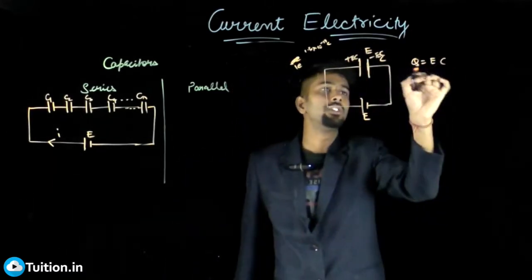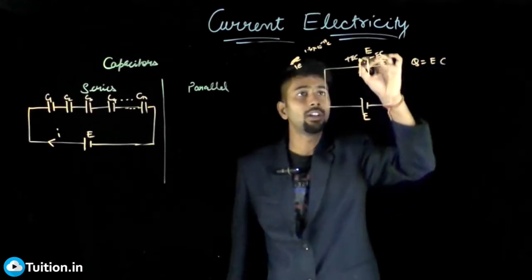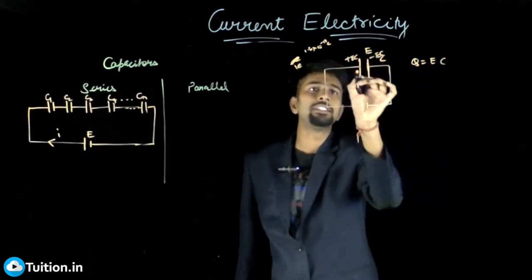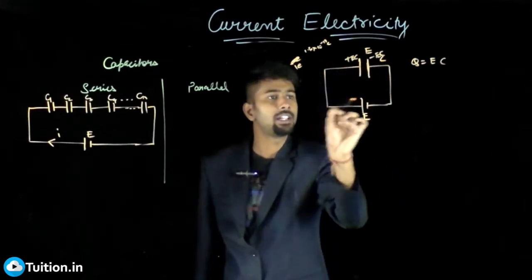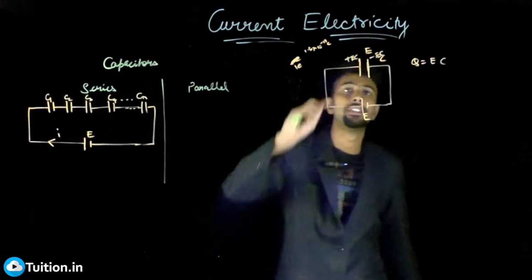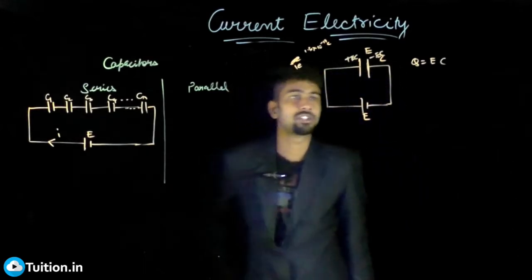So this Q is nothing but your EC here. How did this EC come? Because the battery took an EC amount of negative charge from this plate and put that EC negative charge on this plate from this terminal. So that's how a capacitor is charged by a battery.